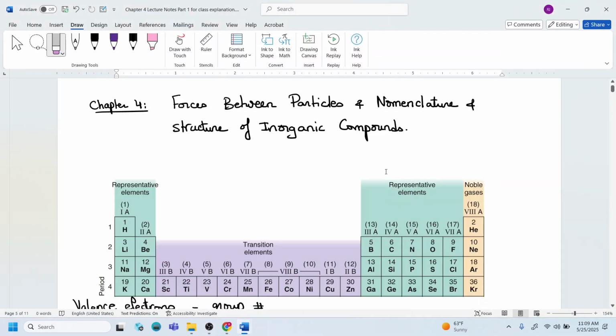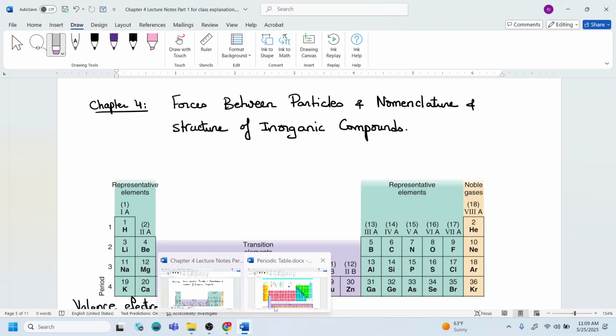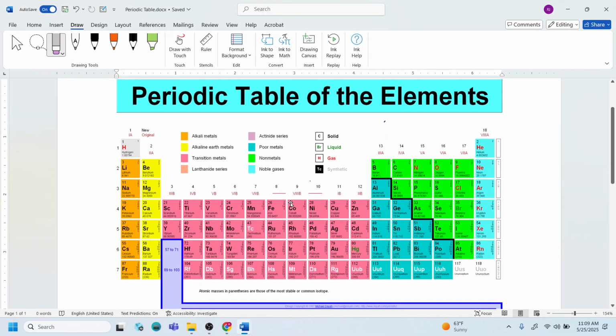In this chapter, we will go over the types of bonds that make molecules. We will talk about the nomenclature of inorganic compounds and how to draw their shape and figure out their geometry. First, let's go over the periodic table. This is a revision for chapter 3.